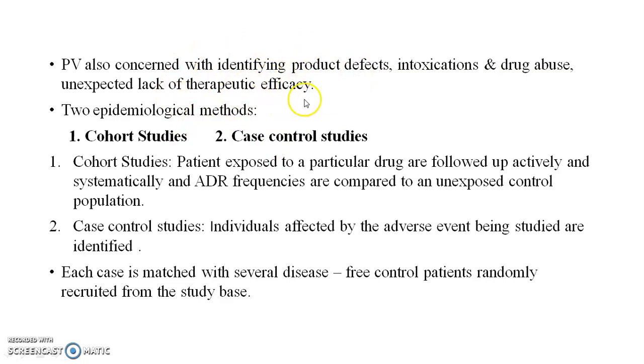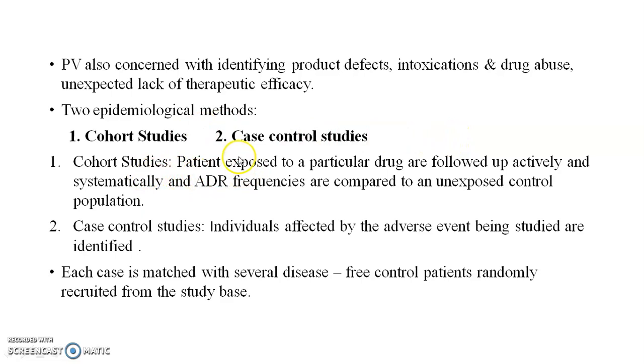If you want to identify ADRs, there are two epidemiology methods we can use. One is cohort studies, and another is case control studies. In cohort studies, patients exposed to a particular drug are followed actively and systematically. Then the ADR frequencies are compared with an unexposed control population. So we usually form two groups: one group will be followed with the drug, and the other group, which is not exposed, is also observed.